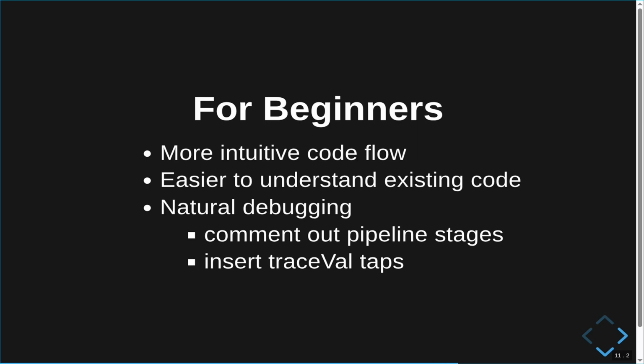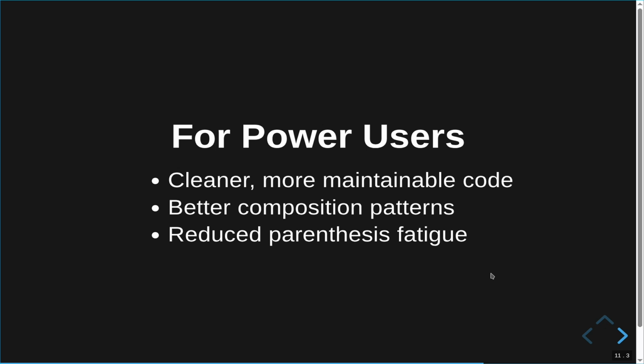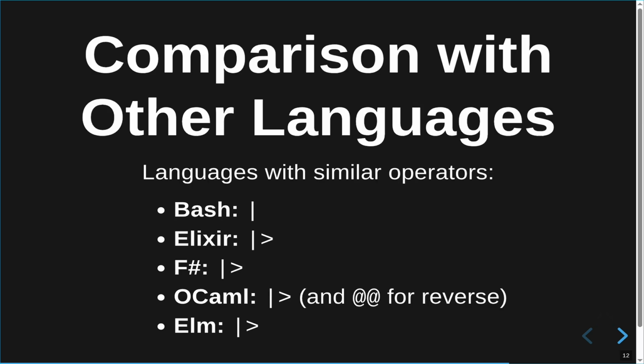One very important design pattern that I've started to rely on with the introduction of pipes is, if I've got a long pipe where multiple transformations are being applied and something's breaking in between, I can just stick a trace val in between. So pipe f x, pipe f y, I can just put a pipe trace val in between to see what's being sent from function x to function y. So for power users, better composition patterns, more maintainable code, reduces parenthesis fatigue. Although that last one might be a me problem more than anything else.